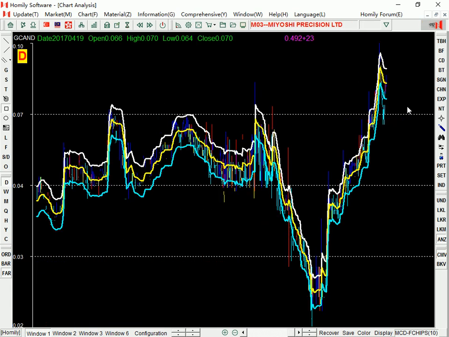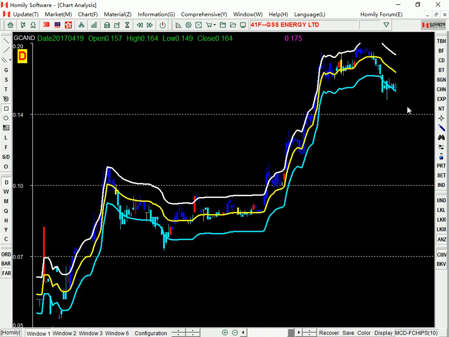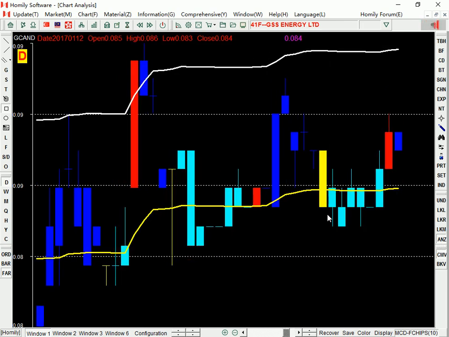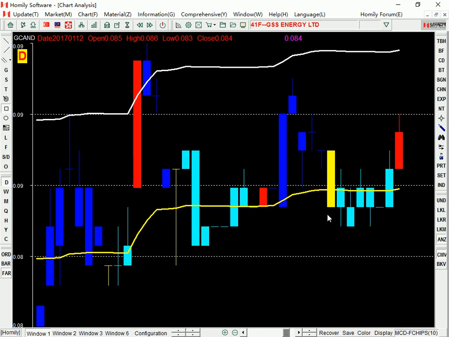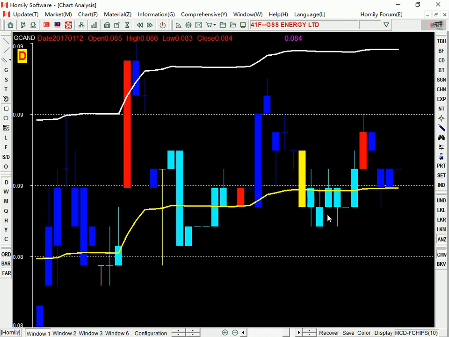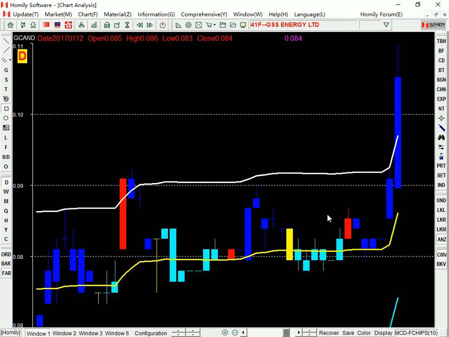Let's see some stocks. Buy or not? Here, can we buy or not? Can buy or not? Wait, still can buy. If you don't confirm, here can buy again. Okay.